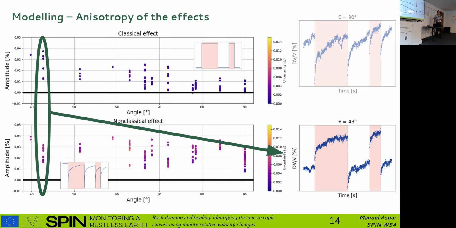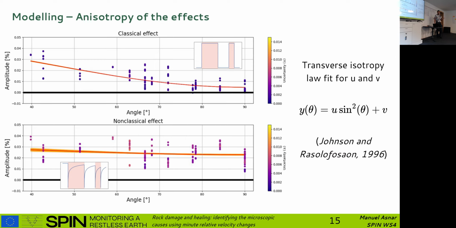And now to further look into the anisotropy of this, what we do is simply fit through those data points using a classic transverse isotropy law, U sine squared theta plus V. This is something that, shape-wise, can be related to the expected load-induced anisotropy in an elastic material. It's also something that is shaped like a sine squared.